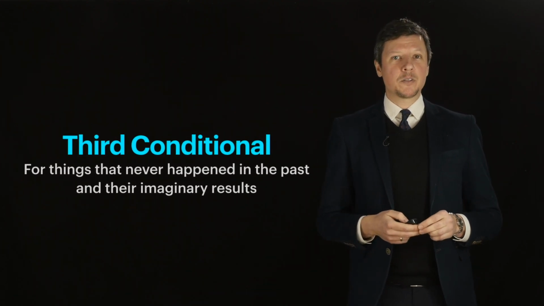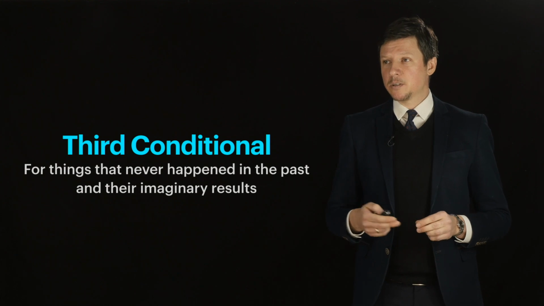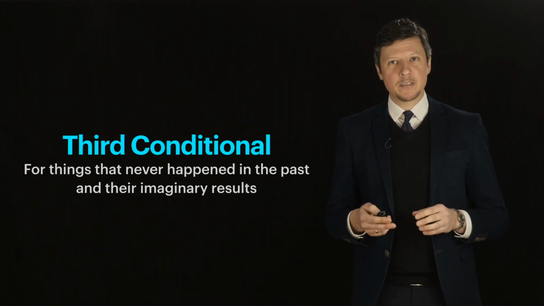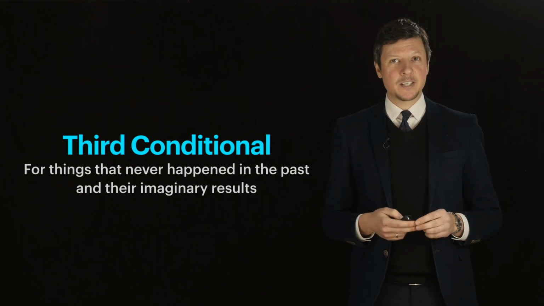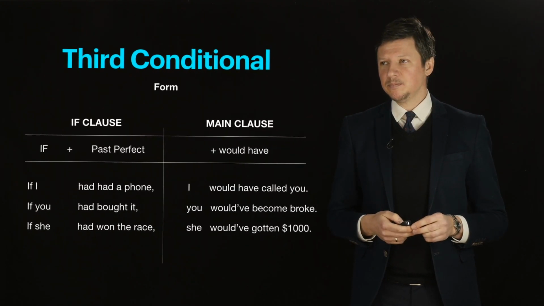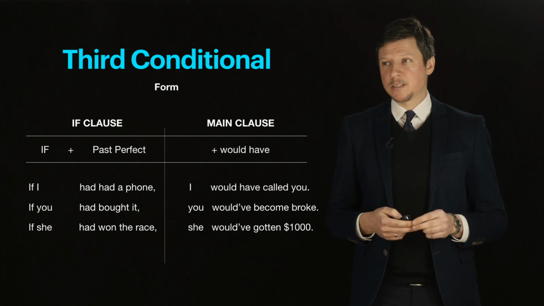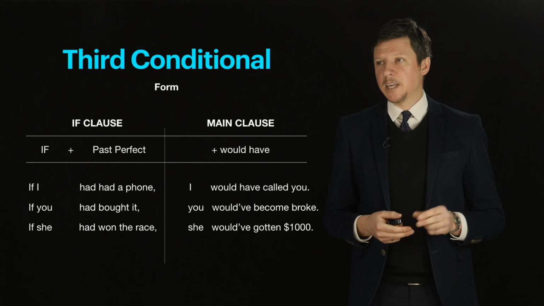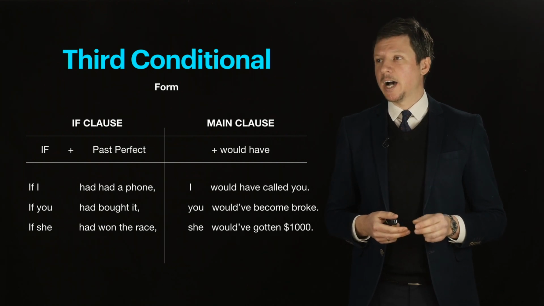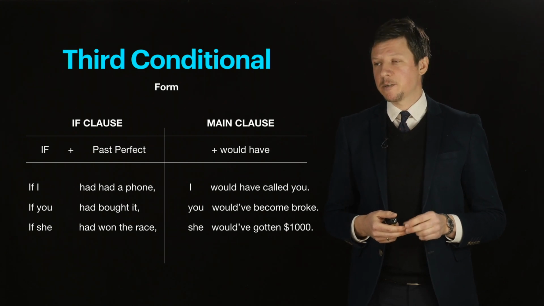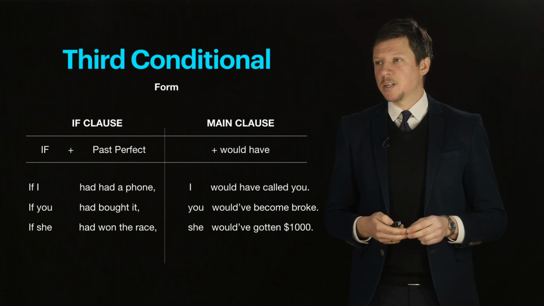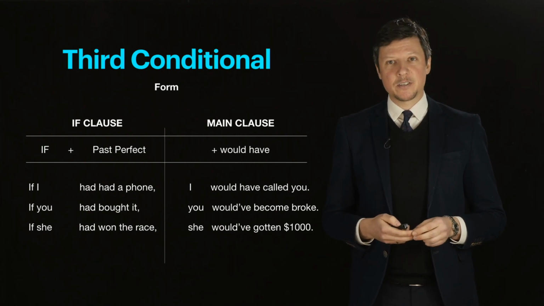Now, it's time to move on to the third conditional. The third conditional is used for things that never happened in the past, and we imagine some results. Of course, these are not real. We use if plus the past perfect, and in the main clause we use would have. If I had had a phone, I would have called you. If you had bought it, you would have become broke. If she had won the race, she would have gotten $1,000.